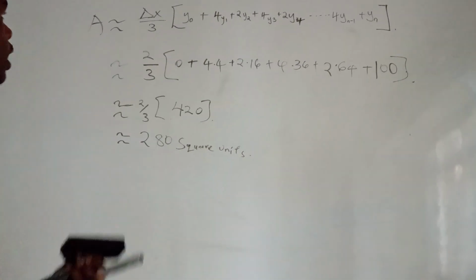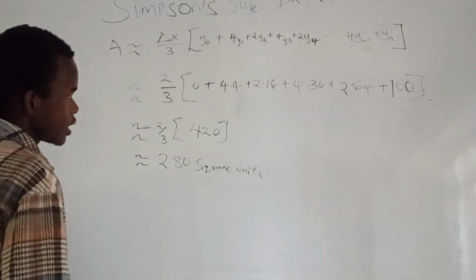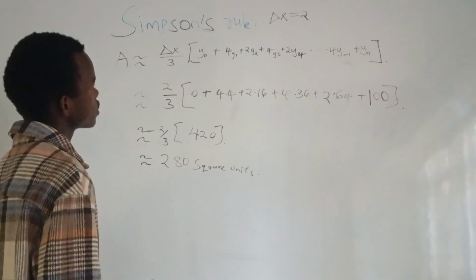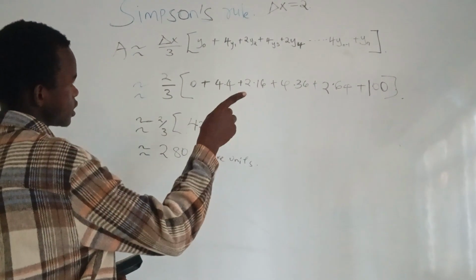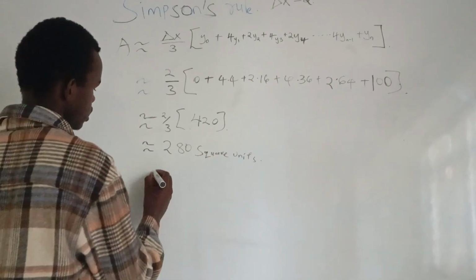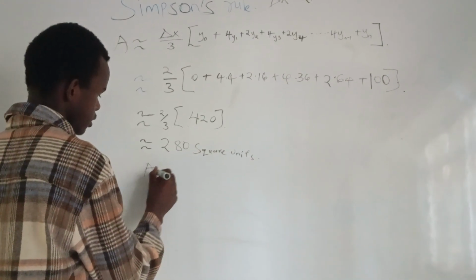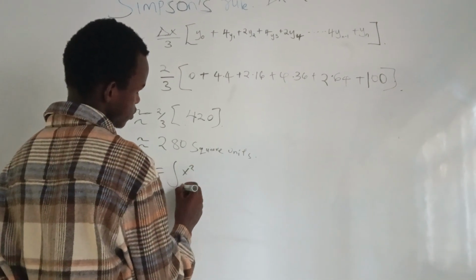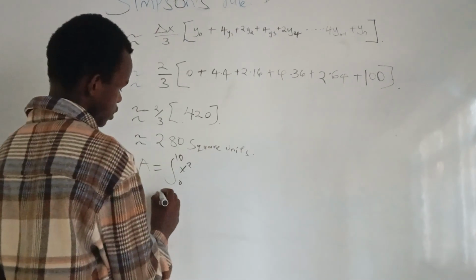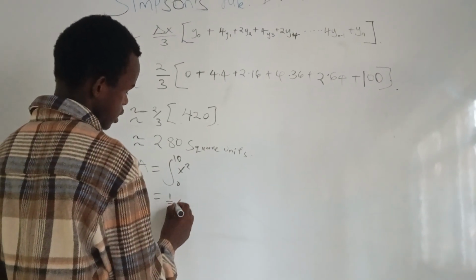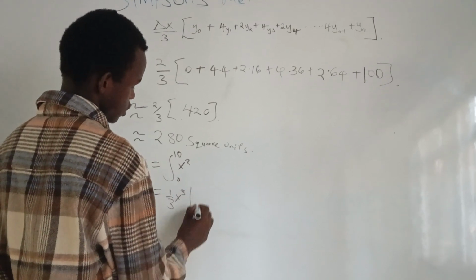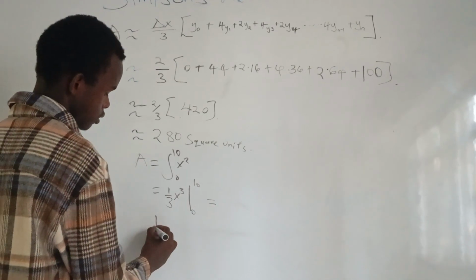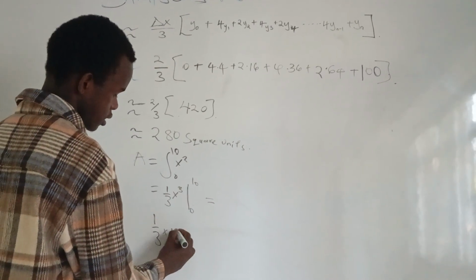Okay, let's find our exact area again. So this is our approximate area, so let's calculate the exact area. We calculate the exact area using the integral; the interval was different. So the area equals the integral of x squared from 0 to 10. So just 1 over 3 x cubed from 0 to 10.